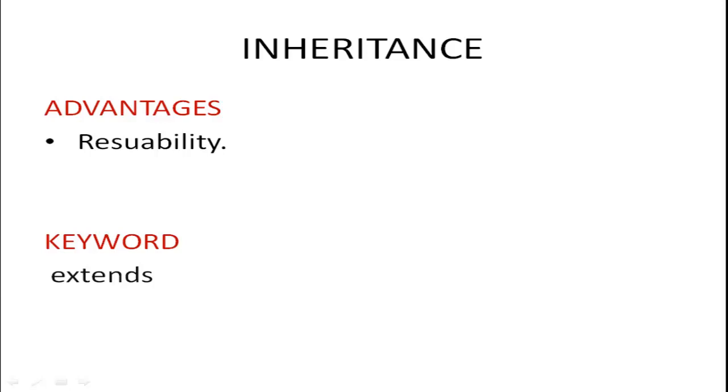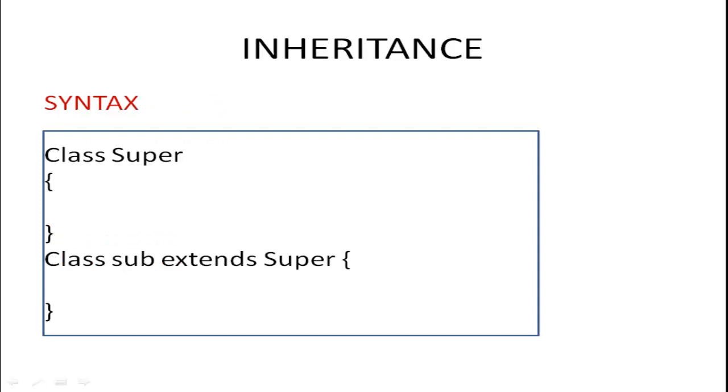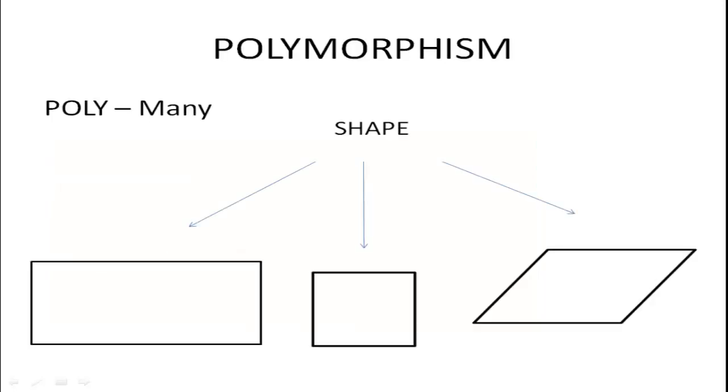Extends is the keyword used to inherit the properties of base class. This is the syntax for inheritance. Super is a base class. Extends inherits all the properties of base class.